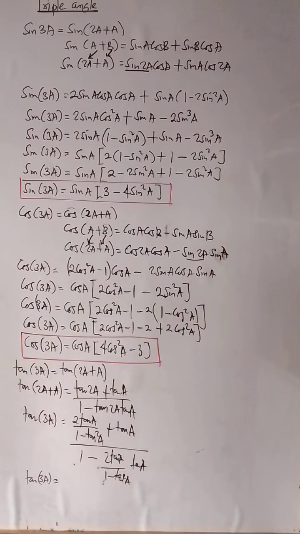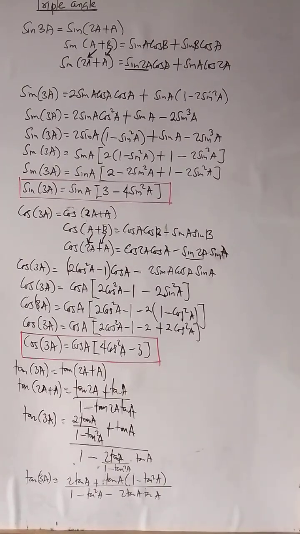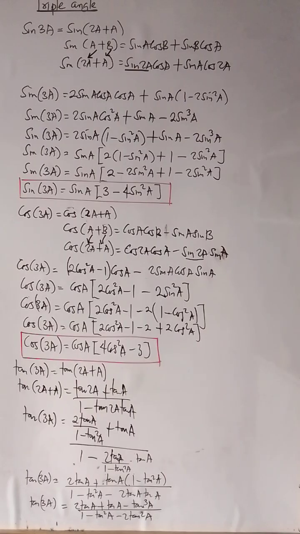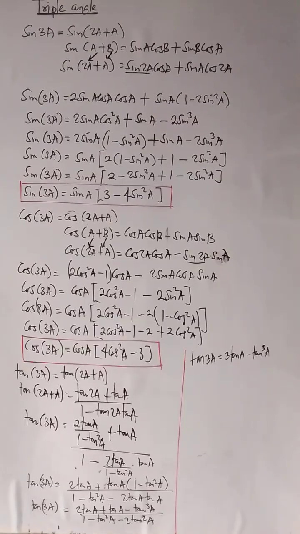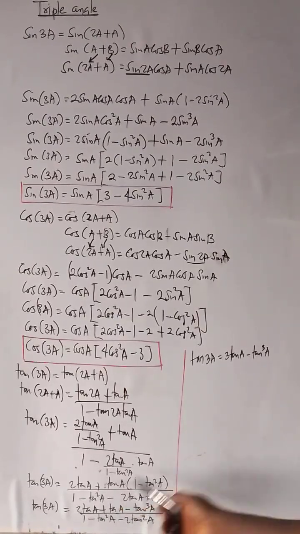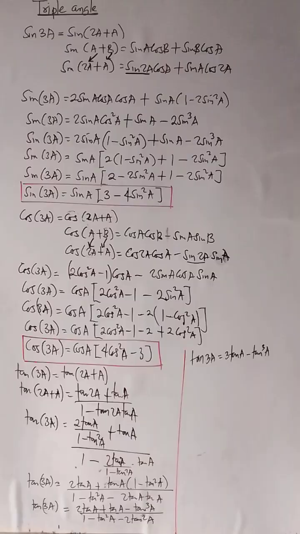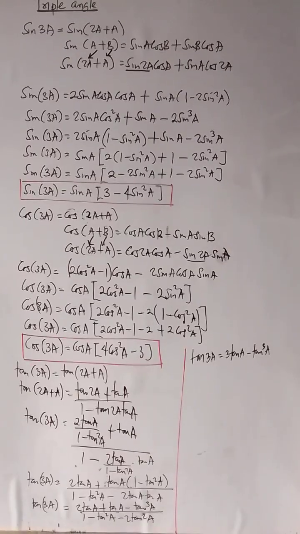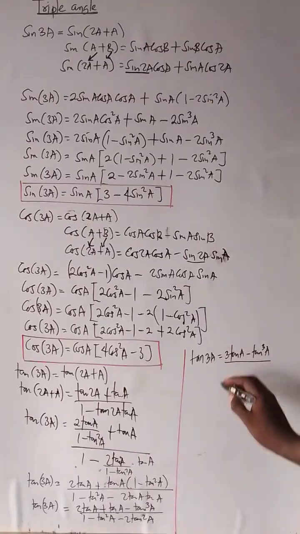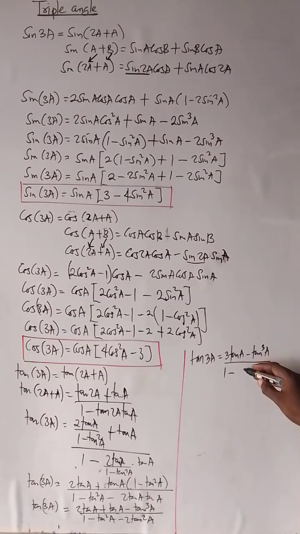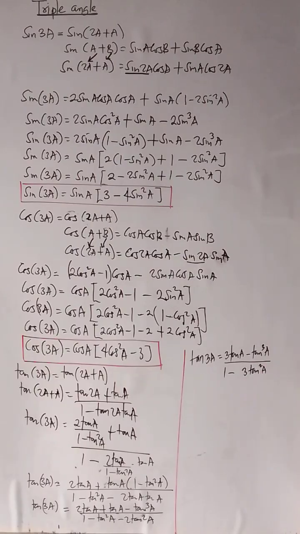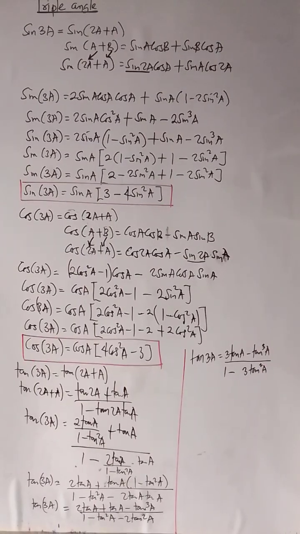So this is what we are going to have. And from here, if we simplify further, we will have this. Then from there, at the numerator, this and this: 3 tan A minus tan cube A. At the denominator, we'll be having 1 minus tan square A minus 2 tan square A, that's minus 3 tan square A. So we can leave our answer like this.